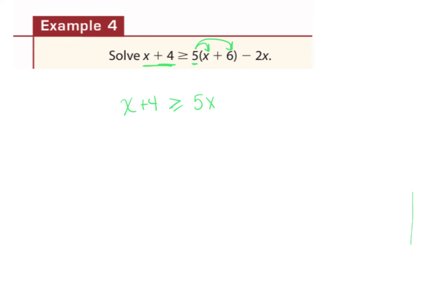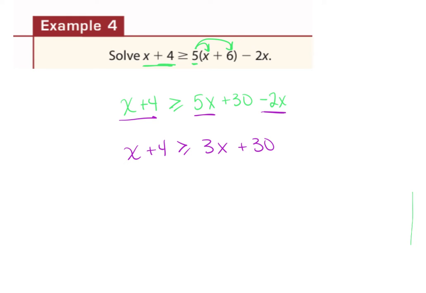5 times 6. And then I have a minus 2x. I need to simplify both sides still. I'm not done. This is still simple. Leave it alone. What can I do on the other side? I have like terms. 5x minus 2x.